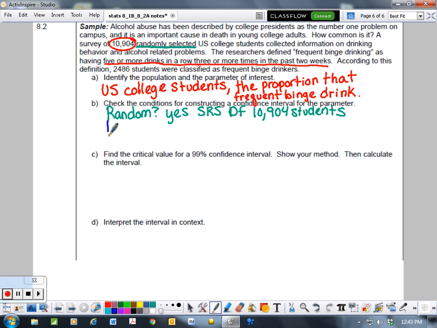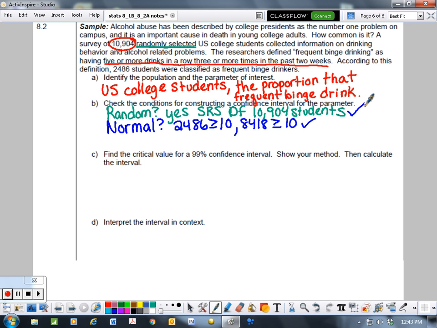Okay, the next part is random and then normal. So how many people were binge drinkers? Well, let's see, 2,486. Well, that's greater than or equal to 10. How many are not binge drinkers? So 10,904 minus 2,486, so 8,418 is greater than or equal to 10. So we're good on the normal front, we're good on the random front.